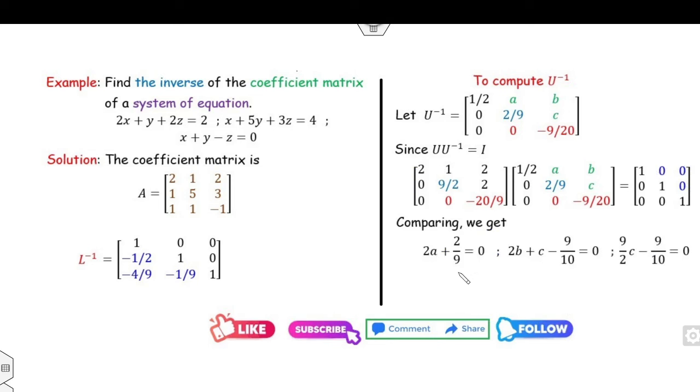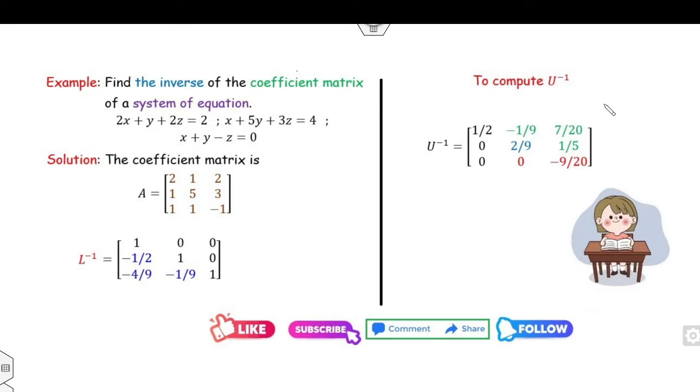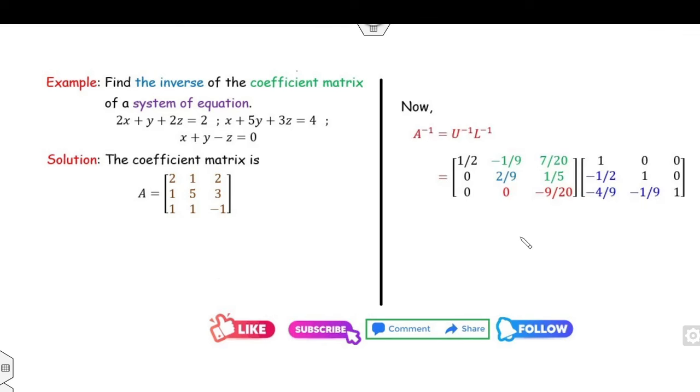Now, based on these three expressions, you can find the value of A. From this expression, you can find the value of C. And I can substitute the value of C at this point, and you will get the value of B. Finally, I can substitute the values of A, B and C, and you will get the U inverse. So therefore, what is the inverse of this matrix? U inverse, L inverse. Once we know the U inverse and the L inverse, I can multiply these matrices: first row, first column, first row, second column, and so on. You will get the required answer of this problem.